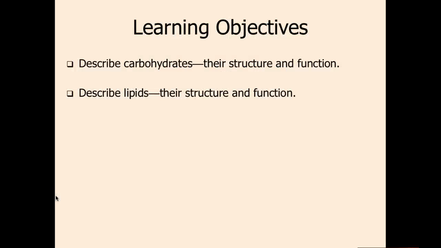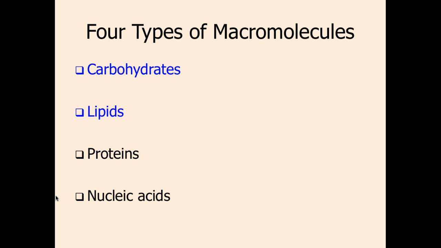Hello. You can see from this slide that the learning objectives for this lesson are to be able to describe the structure and function of both carbohydrates and lipids. There are four different macromolecules that are important in the biological sciences. There are the carbohydrates and lipids, for which you'll be responsible today, and then proteins and nucleic acids, which we're going to go over during the next lesson.